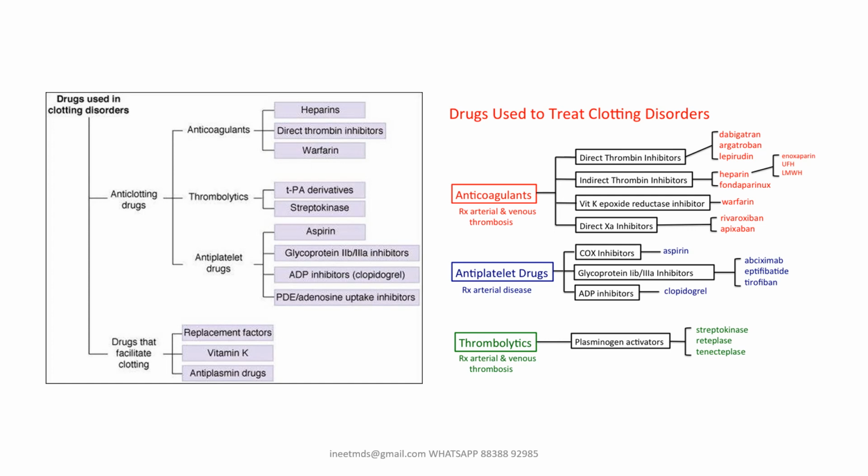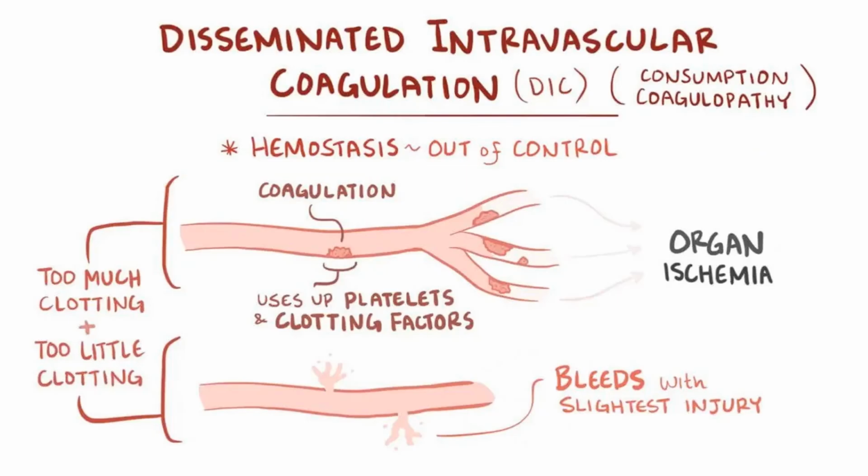To facilitate clotting in case of hemophilia, the drugs used include a replacement of the deficient factors, vitamin K, and antiplasmin drugs. The last one is the coagulopathies. The main important coagulopathy is disseminated intravascular coagulation, also called consumption coagulopathy. The reason for the name is that, because of any triggering reason, all the platelets and clotting factors will be used up.